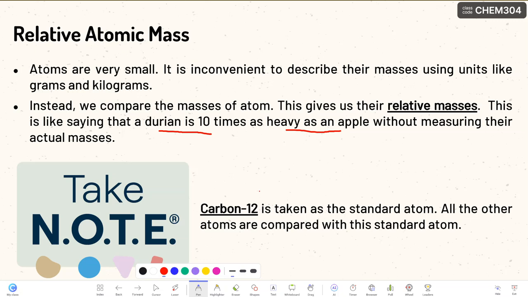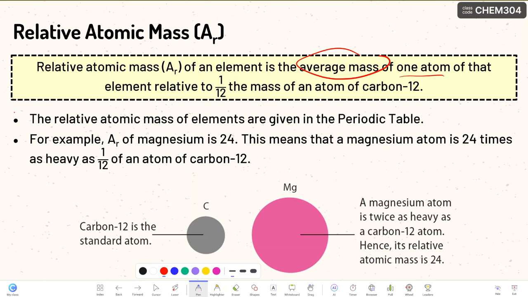Now, carbon 12 is taken as a standard atom, and all other atoms are compared with this standard atom. However, carbon 12 is not the smallest mass of all. Carbon 12 has a mass of 12. Why is it so? Because if you compare to hydrogen, the smallest mass of all, carbon is 12 times as heavy. So, the relative atomic mass of an element is the average mass of an atom of that element relative to 1/12 the mass of an atom of carbon 12.